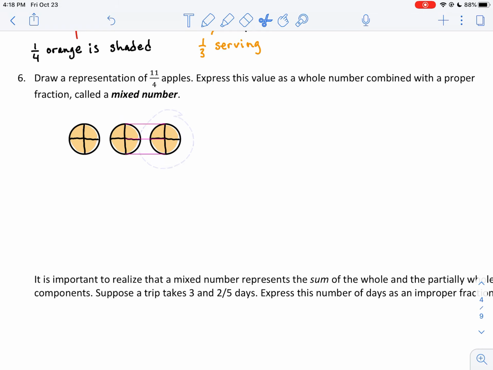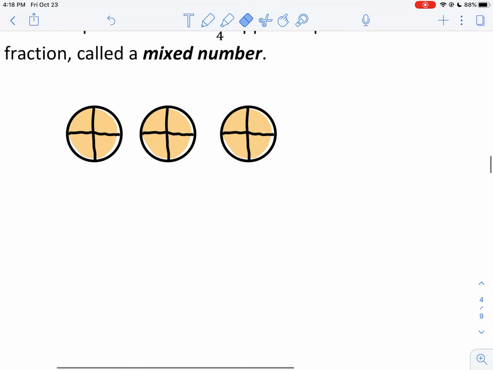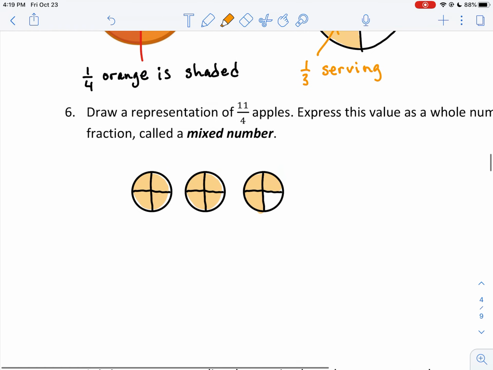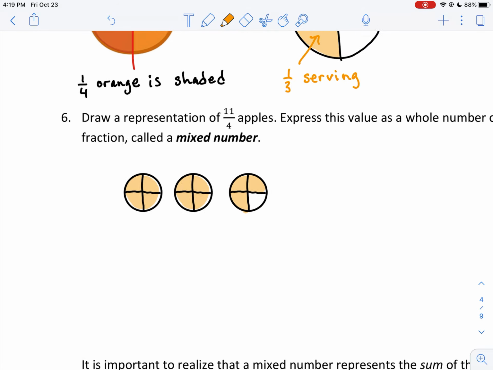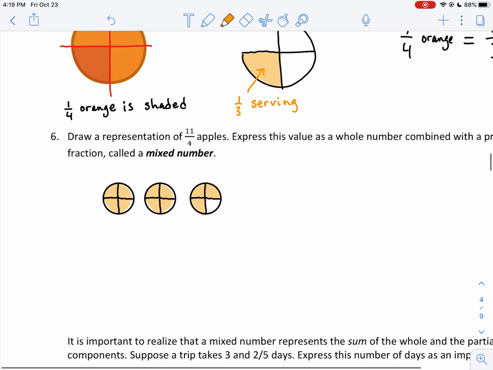Right, there's 8/4, and there's 12/4. I already have too many. I only needed 11, so I'm going to delete that shading and shade 3 more of these fourths of an apple. And you can see now I've shaded a total of 11/4. 1, 2, 3, 4, 5, 6, 7, 8, 9, 10, 11/4 are shaded.